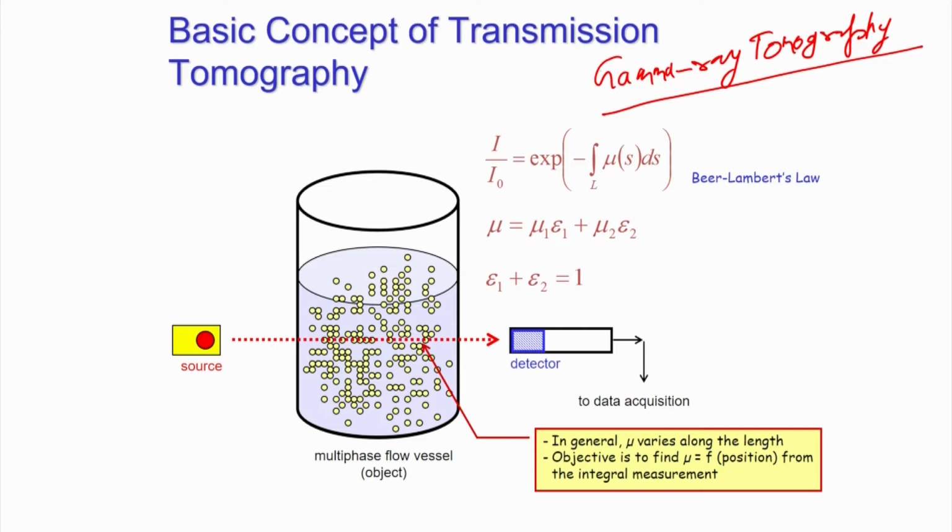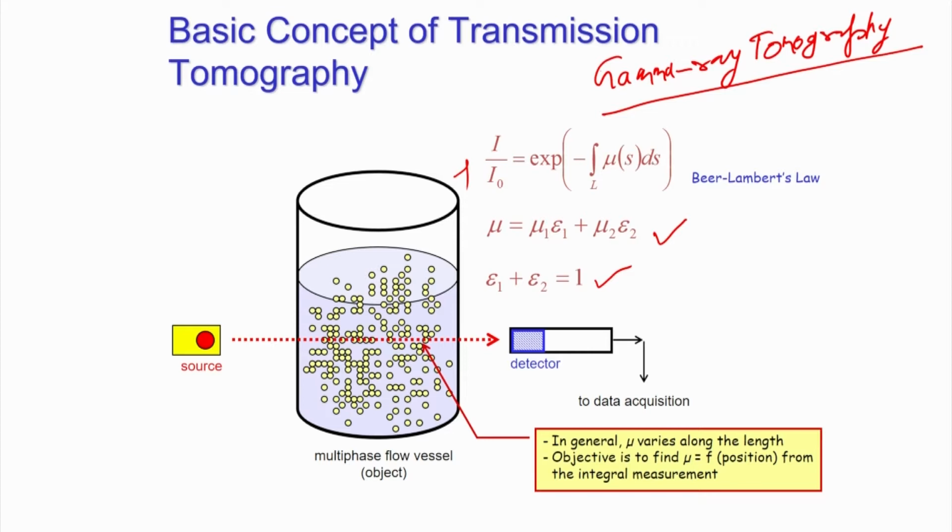And we know that for a two phase system, the overall volume conservation should hold. So epsilon 1 plus epsilon 2 is going to be equal to 1. By solving these two equations together, you can get the values of epsilon 1 and epsilon 2 along that line. This is the main principle used in gamma ray tomography or X-ray tomography.